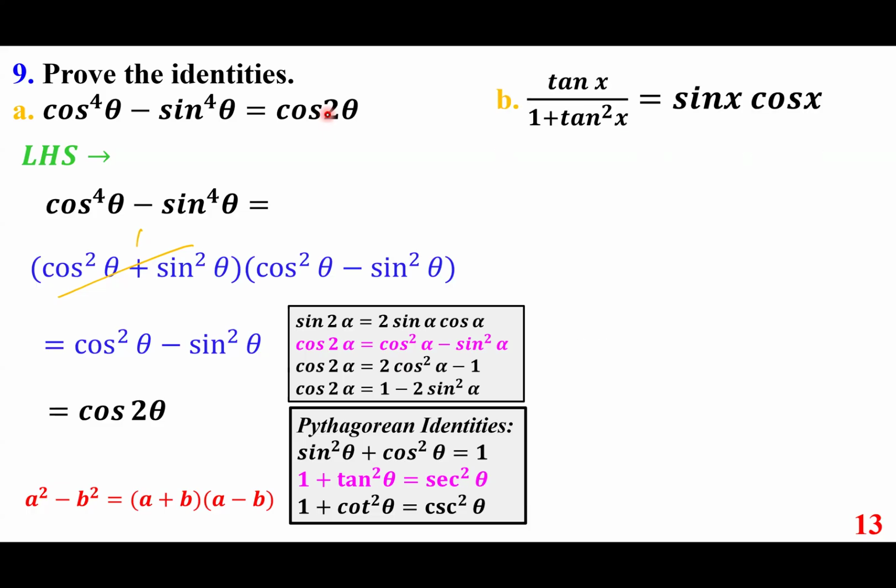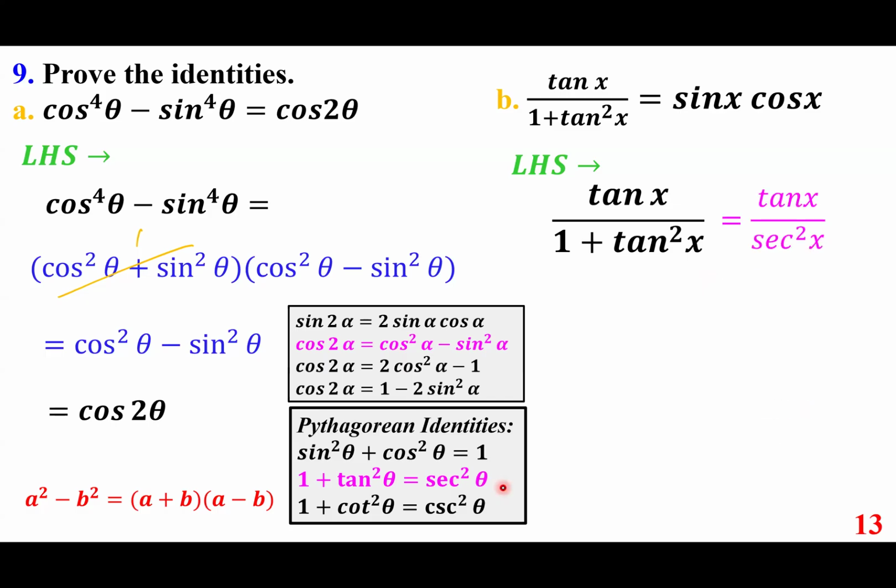Tan x over 1 plus tan squared is sine x cosine x. Again, let's start with the more complicated side, namely the left-hand side. LHS, left-hand side, okay? And we notice that 1 plus tan squared is one of the Pythagorean identities, which is secant squared. So we change it to secant squared. We keep the numerator intact. Now again, tangent and secant, let's go with sine and cosine.